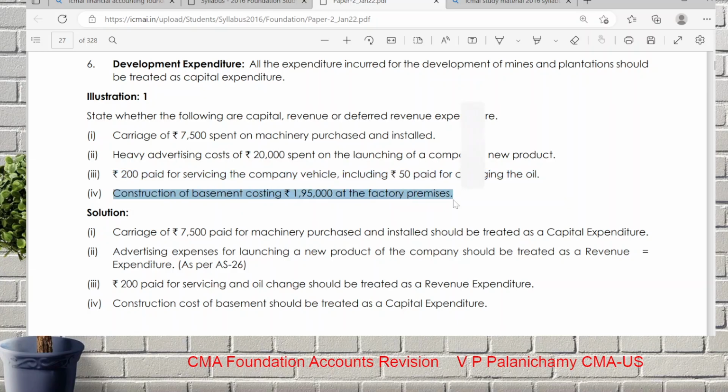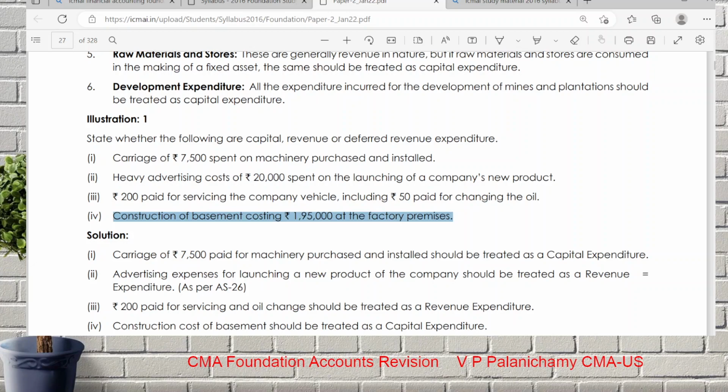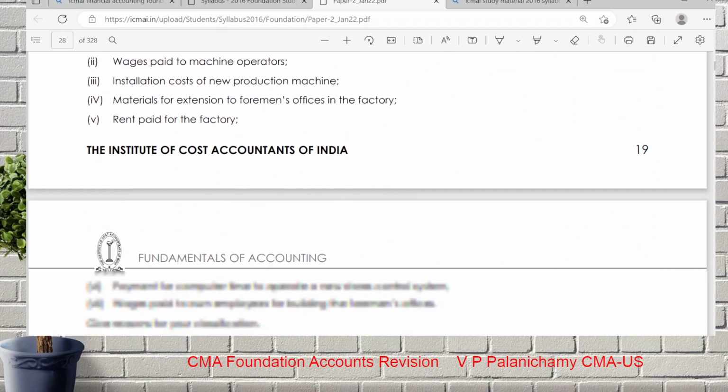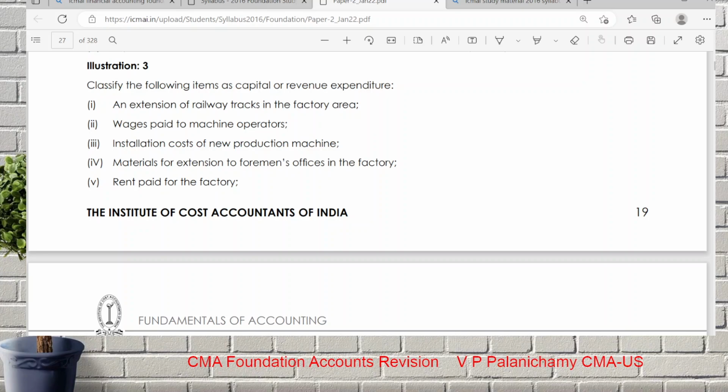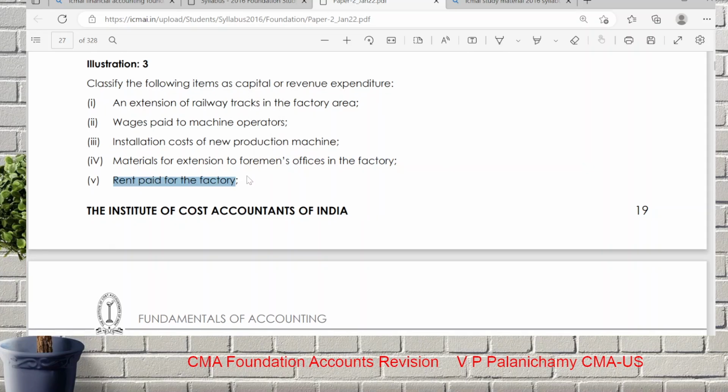Construction of basement of building. Factory building, what is it? Improvement, capital expenditure. I request you to go through these questions. Extension of railway tracks to the factory area, improvement, capital expenditure. Wages paid for machine operators, not installation. We pay wages to those who operate the machine, revenue expenditure. Installation cost of the new machine, capital expenditure. Materials and extension of foreman offices and factories, improvement. And now we are going to construct what? Offices.